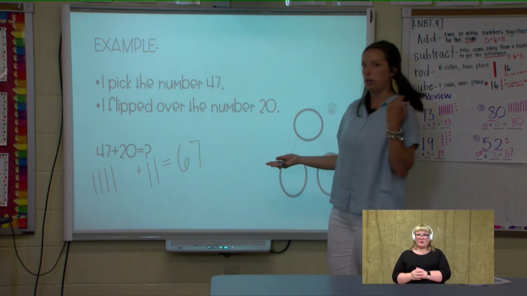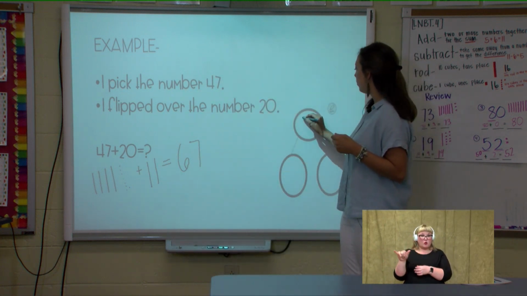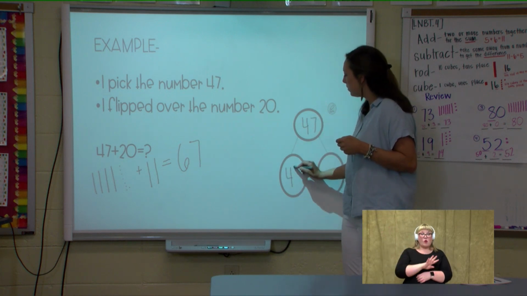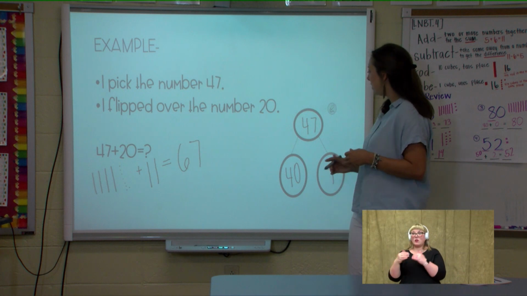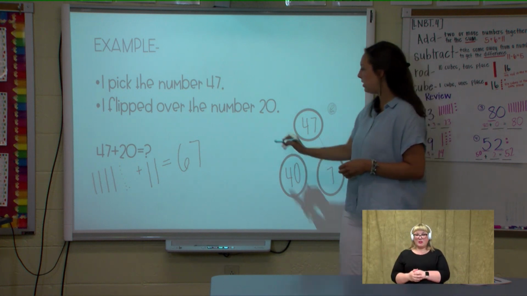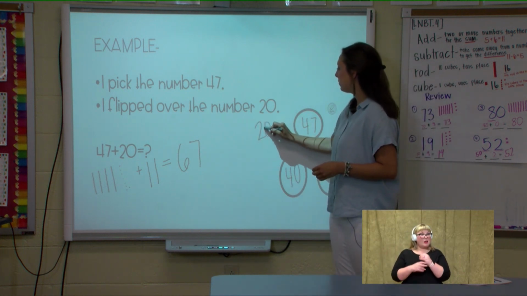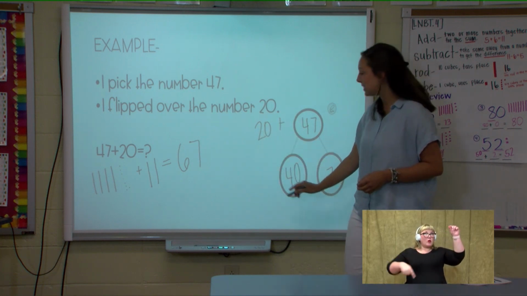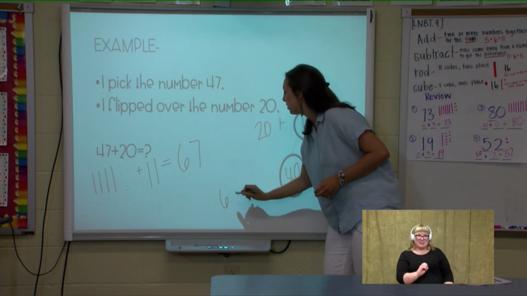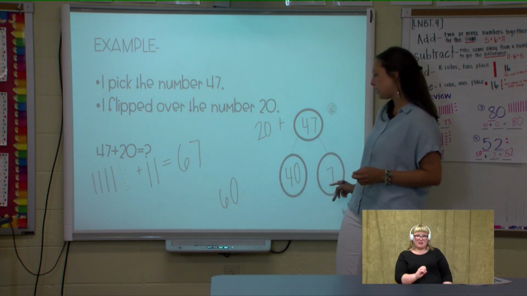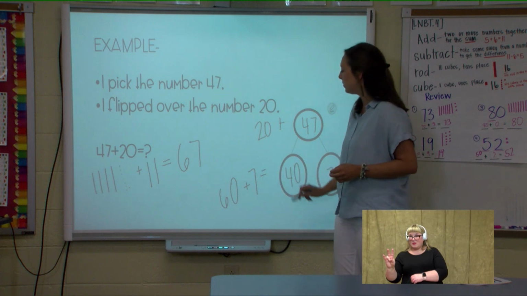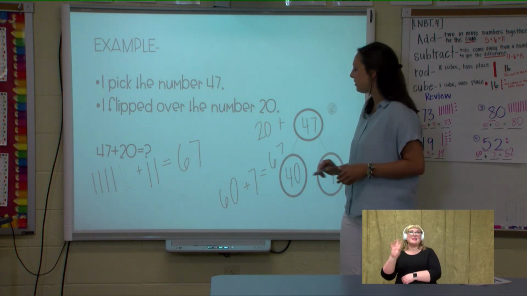I want to show you the number bond way. We'll put 47 in our bond. We know that 40 plus 7 gives us 47. Add our 20. 20 plus 40 equals 60. Plus our 7 ones gives us the sum 67.